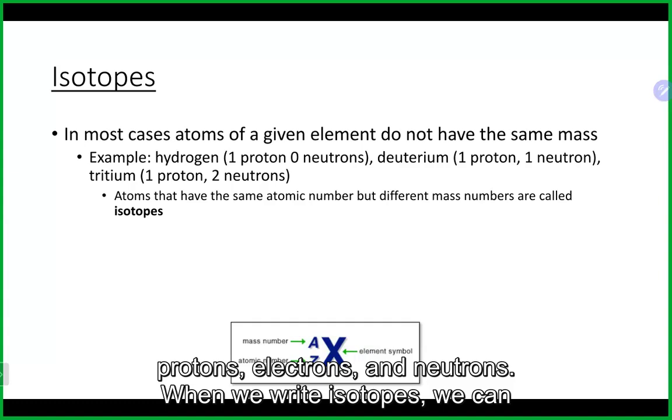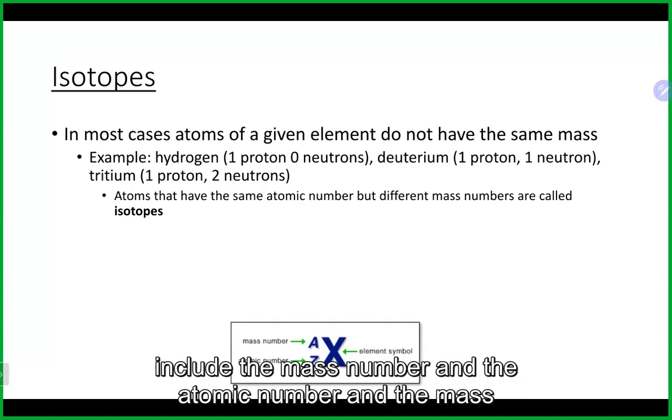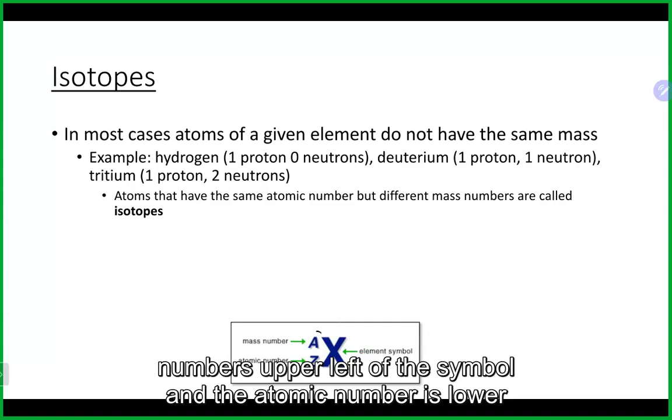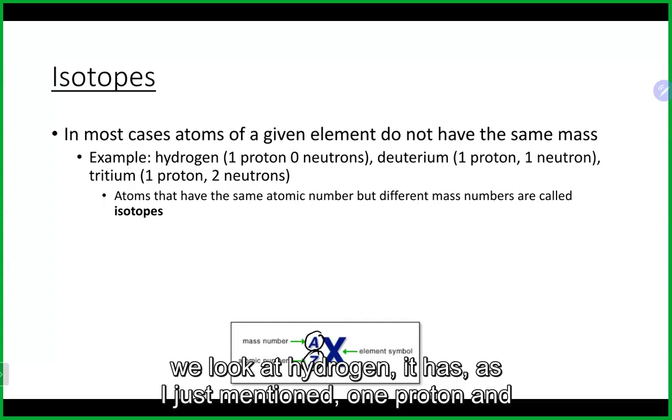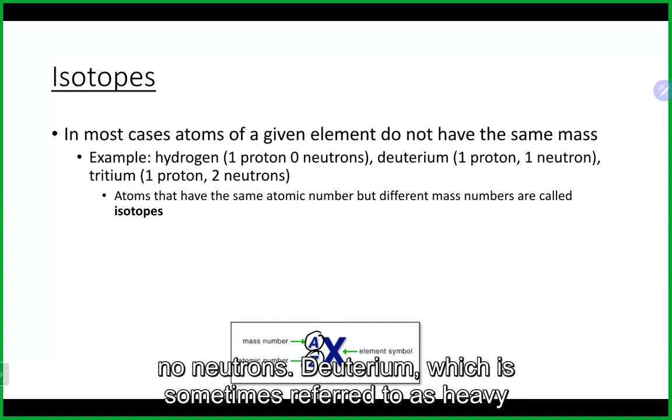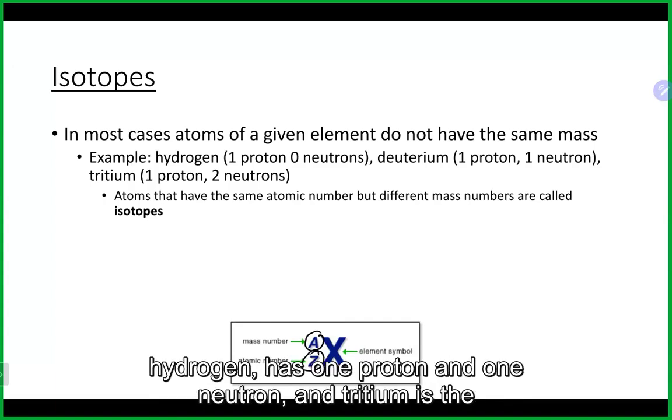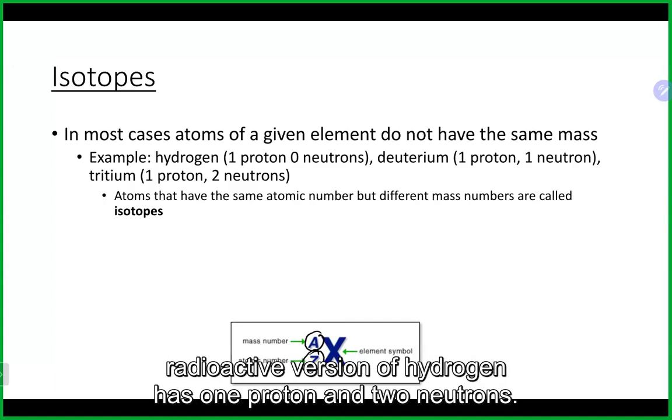When we write isotopes, we can include the mass number and the atomic number. The mass number is upper left of the symbol, and the atomic number is lower left of the symbol. For example, hydrogen has one proton and no neutrons. Deuterium, which is sometimes referred to as heavy hydrogen, has one proton and one neutron. And tritium, the radioactive version of hydrogen, has one proton and two neutrons.